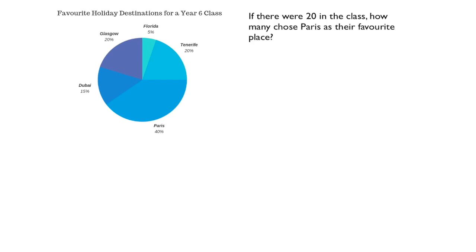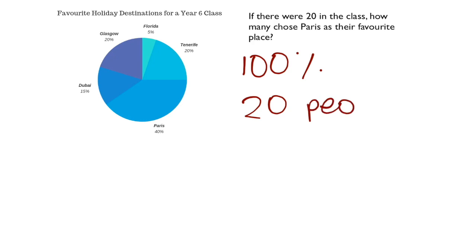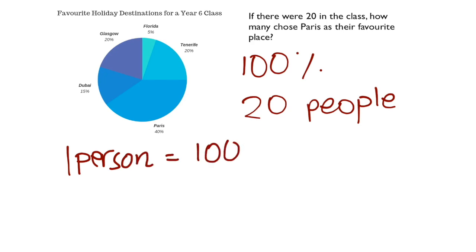Okay, and then from there we can start to work out how many people it represents, and that will be given to you in the question normally. So this first question: if there were 20 people in the class, how many chose Paris? And when you answer these questions, I think the best thing to do is to work out what percentage one person represents. And if there are 100% in the pie chart and 20 people, you know that one person is going to represent 100 divided by 20, which equals 5. And then you can work out from there all the other percentages.